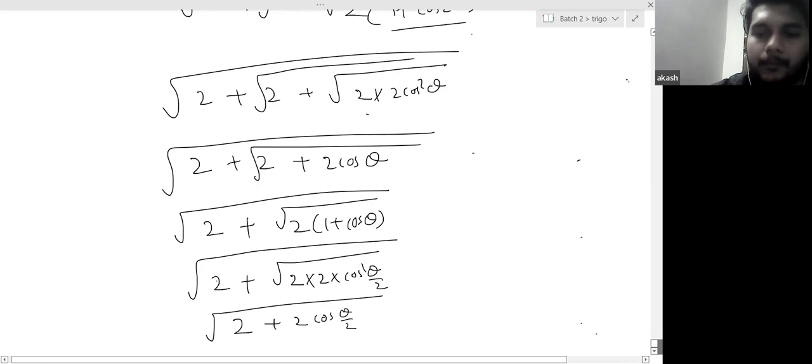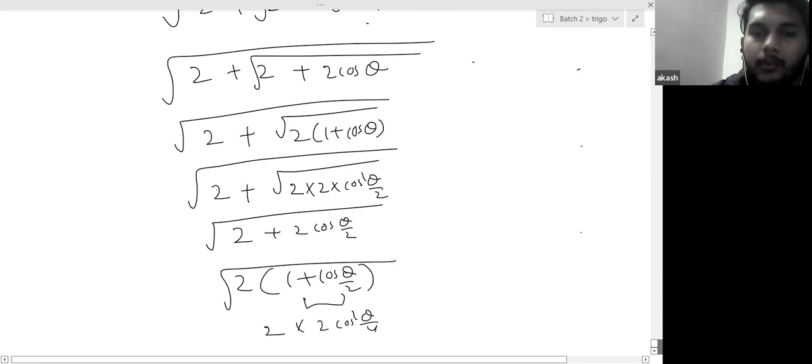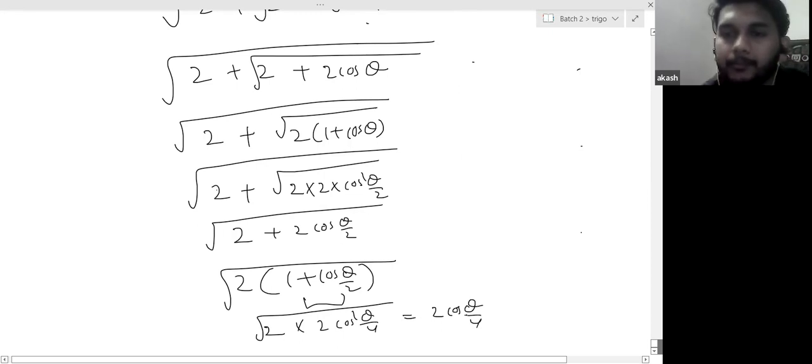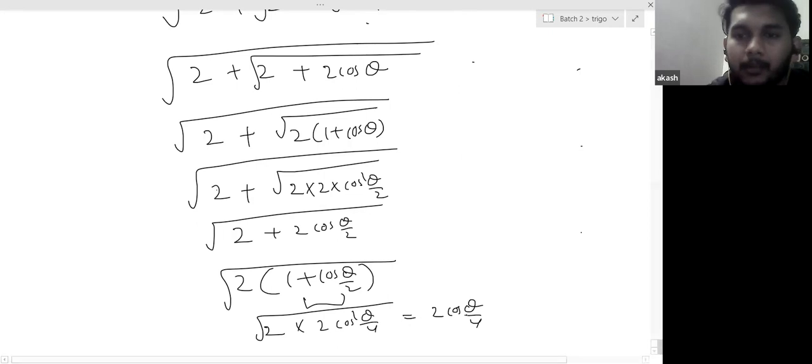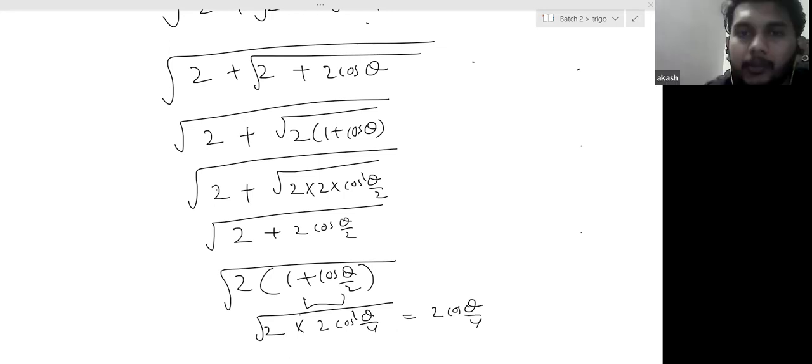Again under root, take 2 common. So 1 plus cos theta by 2 under root. Again using the same formula here, this is 2 cos square theta by 4 and under root. So 2 cos theta by 4. Only one formula is used in the whole question. This is clear, Rahman, Shaifullah, Mazia? Yes, sir.